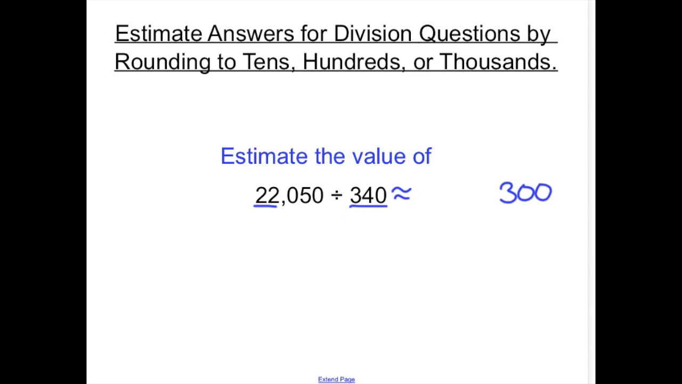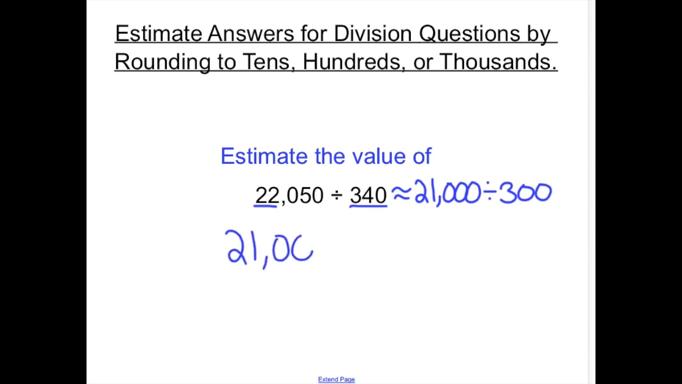The closest multiple to 22 would be 21. 24 is also a multiple, but you'll see that it's not as close as 21 is. So 21 is our best choice. Then we're going to make sure that we still put zeros in the place of our other digits. And now we can divide and solve.